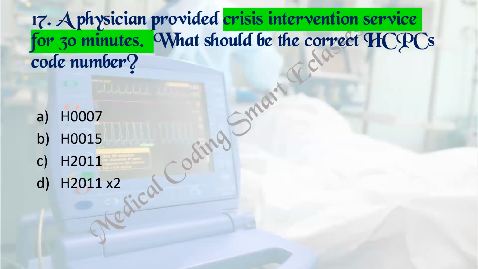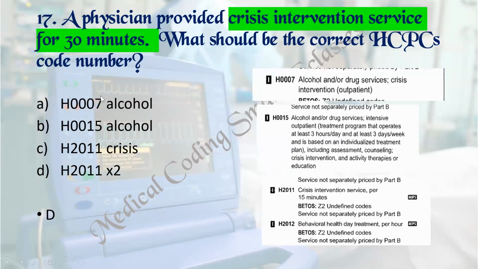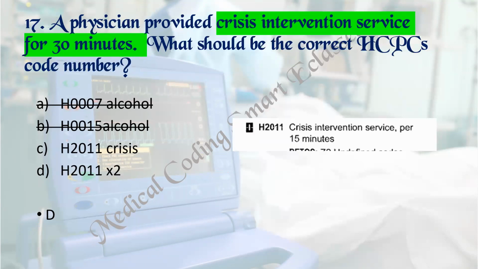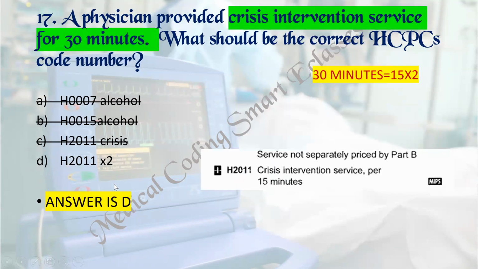A physician provides a crisis intervention service for 30 minutes. So it's 1000, that is H0007 alcohol, H0015 alcohol, H2011 is the crisis. First, after the alcohol options, crisis intervention. There are two options, and this is only 15 minutes. Our question is 30 minutes. So 15 into 2, we put H2011 into 2.